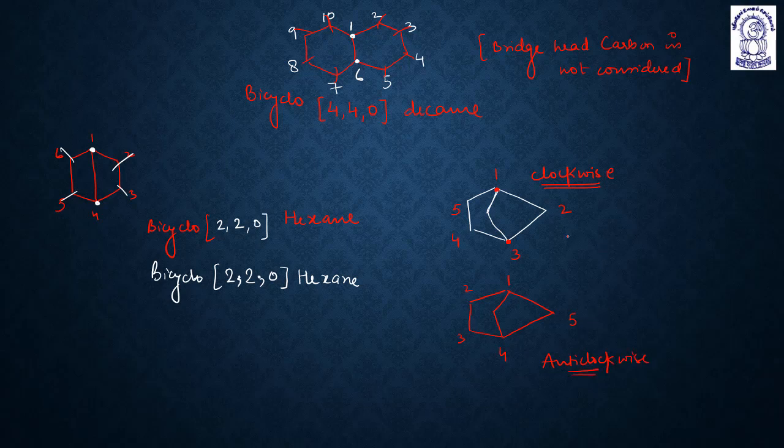Now you will write bicyclo. Then here are two carbons, here is one carbon, and here is also one carbon, so it will be 2, 1, 1. Total are 6 carbons, 1, 2, 3, 4, 5, and this is 6, hexane. Understood? Some more examples.